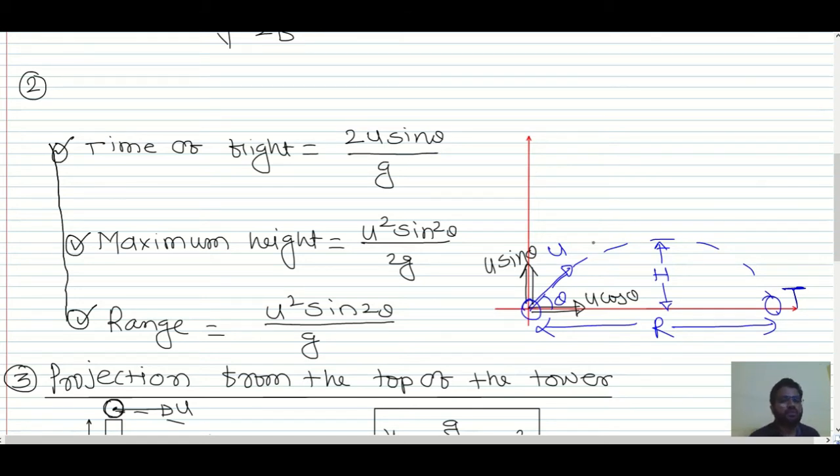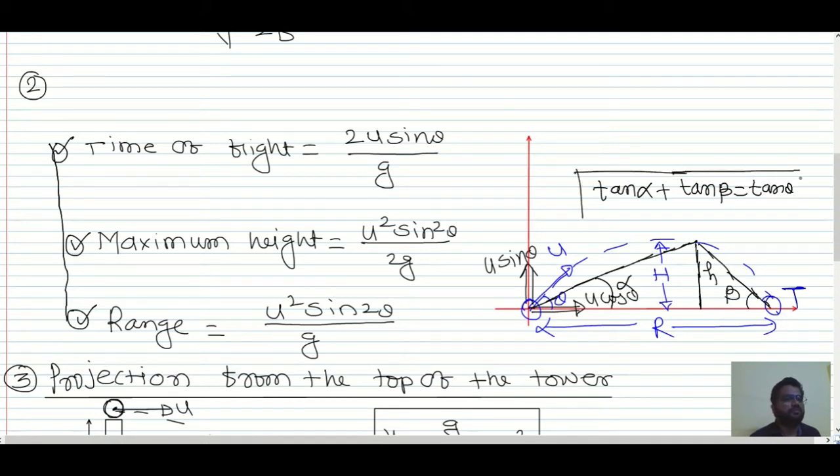So one more formula is there. Suppose there is a pole of height h, and if I consider this angle as alpha and this angle as beta, then we can write tan alpha plus tan beta is equal to tan theta. This is also a very important formula. In most of the questions where there is a pole of height h, this formula will be used.